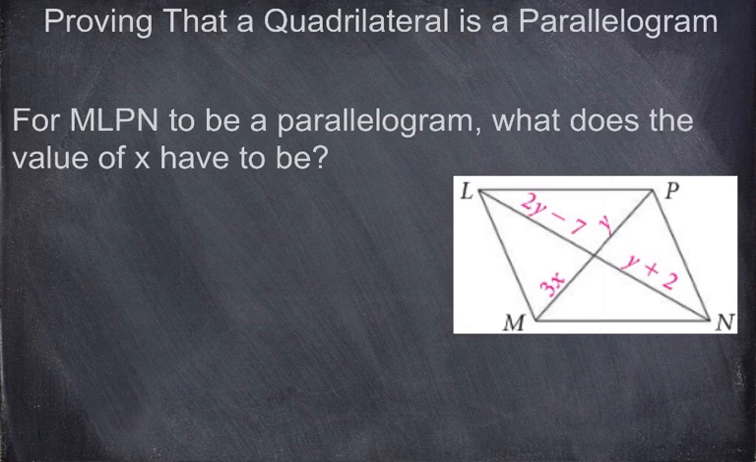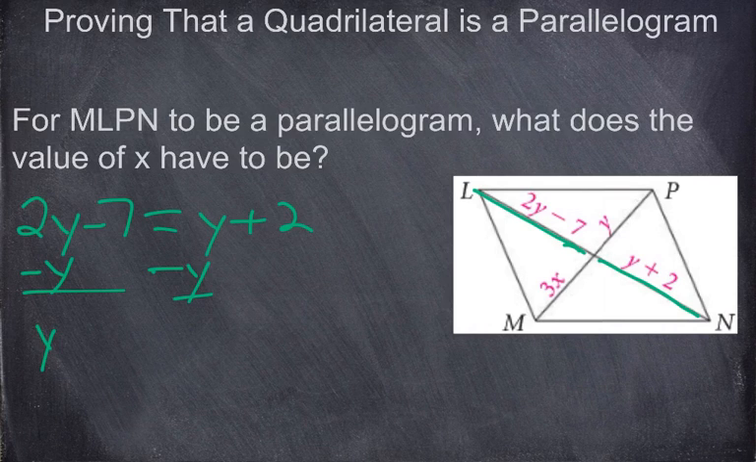So we have here, let's go green, 2y minus 7 is equal to y plus 2. Again, on alternate sides of the intersection, they're going to be congruent to each other. So now we can solve for y. We're going to subtract y from both sides. So that gives us 1y minus 7 is equal to 2. Plus 7 on both sides, you get y equals 9.